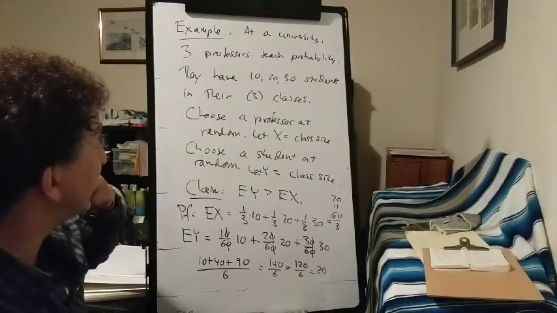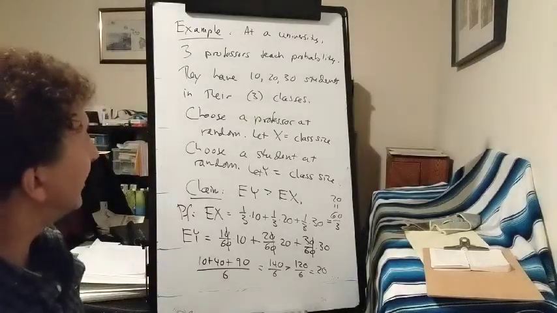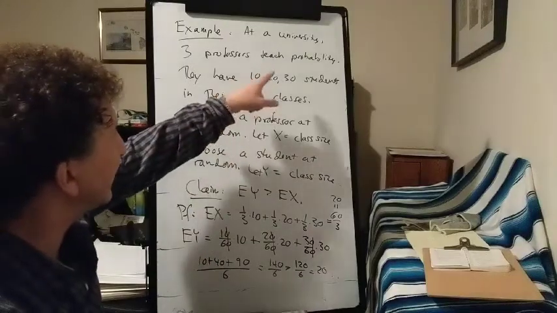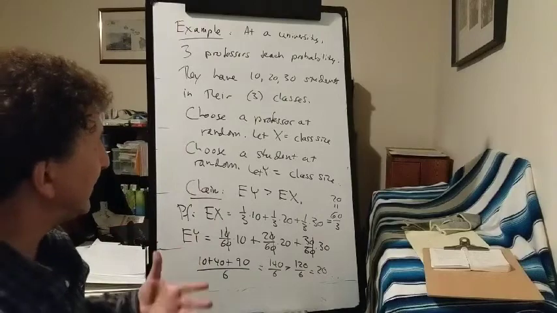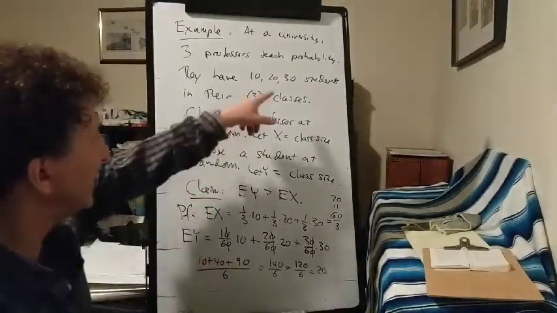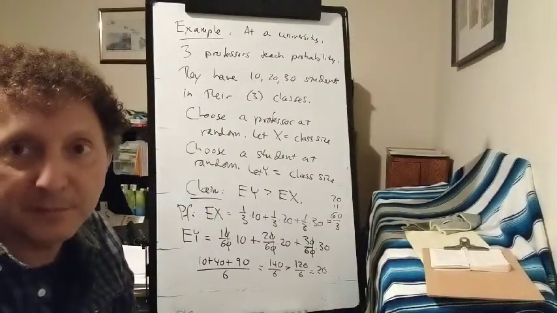Whereas if we choose a professor at random, or if we ask all the professors and average their answers, we're going to hear 10 exactly once, 20 exactly once, 30 exactly once. So the three classes are going to be treated equally, rather than the bigger class being weighted more heavily because we're weighting by the number of students in it.